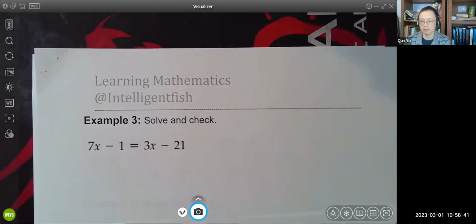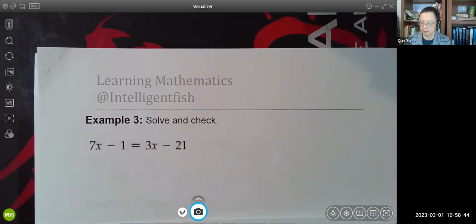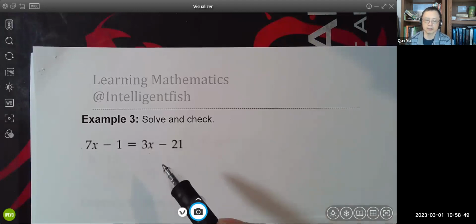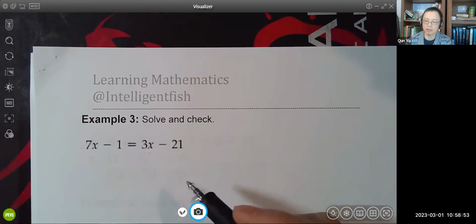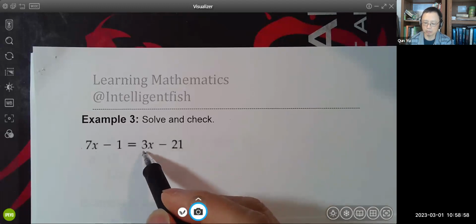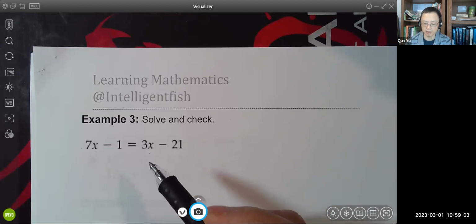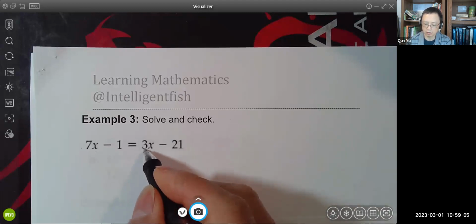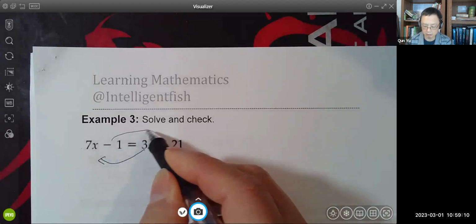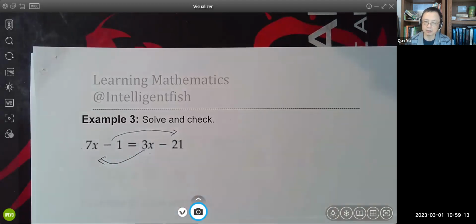What's the difference in this one? A little bit different, not too much. We have this variable terms on both sides instead of just on one side, right? That's the difference. But still, we want to have this x on one side by itself. That's why I need to move one x term to the other side, so they are both on the same side. So this is what I'm going to do. I move 3x to the left-hand side. At the same time, I move this -1 to the other side, so that I separate variable and the number.